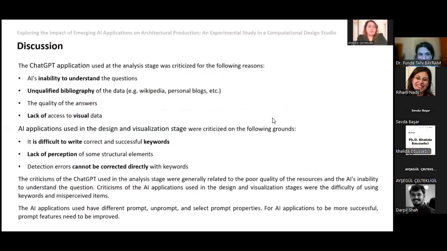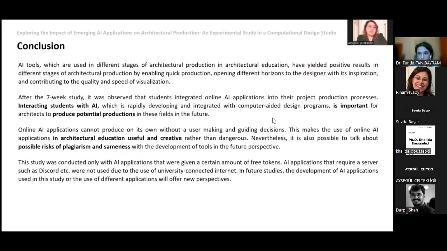The criticisms of ChatGPT used in the analysis stage were generally related to the poor quality of the resources and the AI's inability to understand the questions. Criticisms of the AI applications used in the design and visualization stage were the difficulty of using keywords and misperceived items.